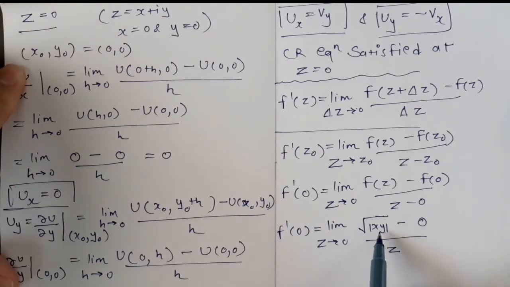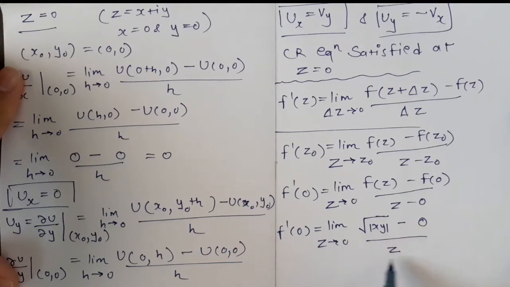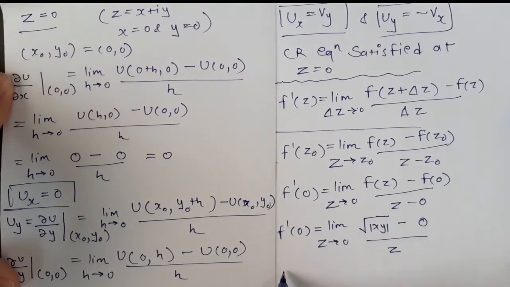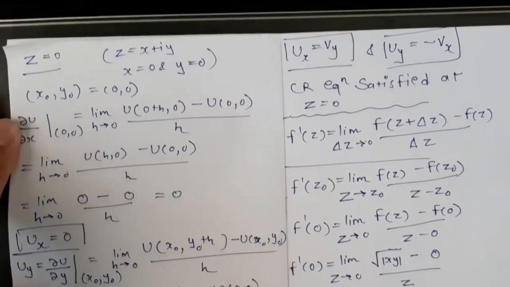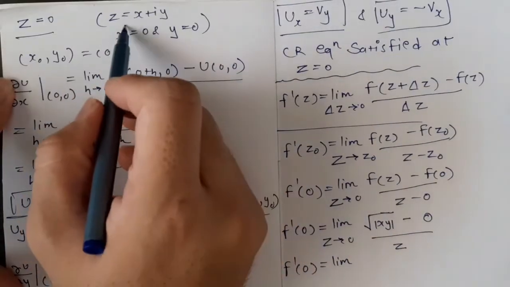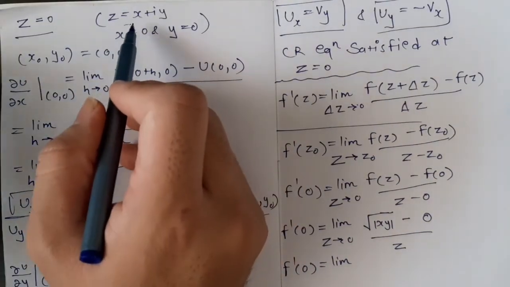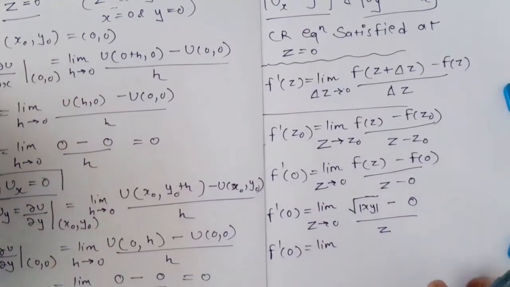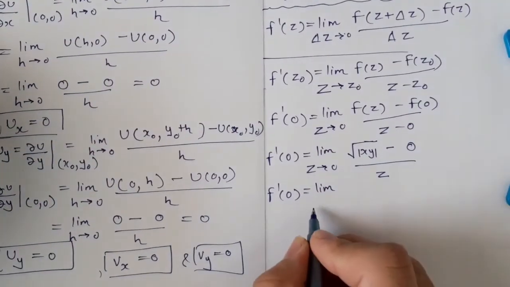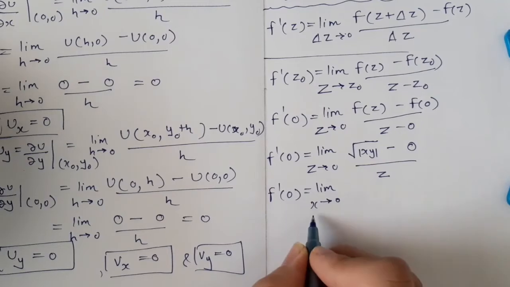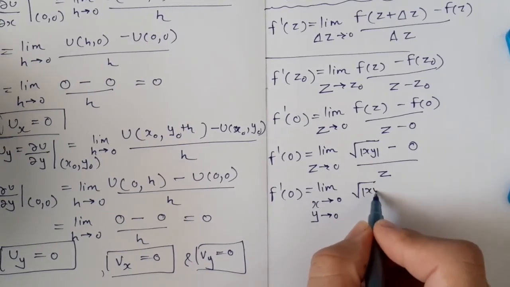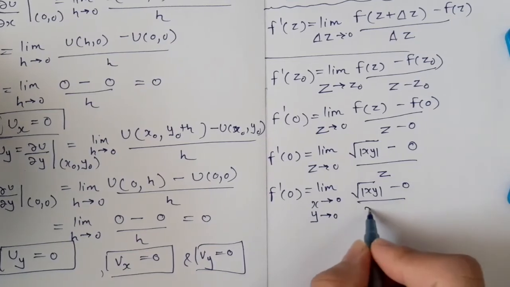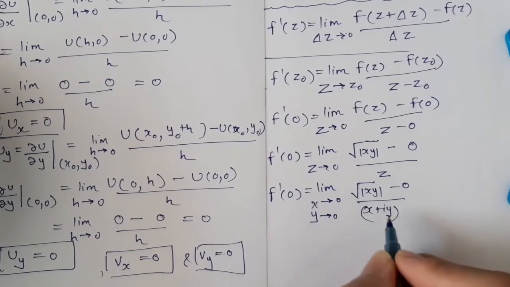So here we have x and y, so we have to convert this whole equation in terms of x and y only. So this f dash 0 is equal to limit. Now when z tends to 0, that means z is equal to x plus iy, so x also tends to 0 and y also tends to 0. So this is under root of xy minus 0 divided by x plus iy.